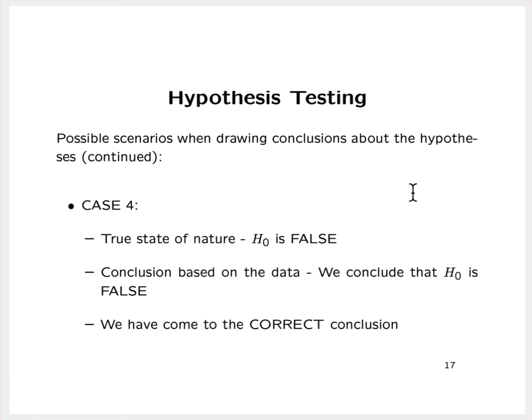And then finally, the fourth possibility, the true state of nature is that the null hypothesis is false, and based on the data that we obtain, we conclude that the null hypothesis is false. So when that happens, we have come to the correct conclusion.